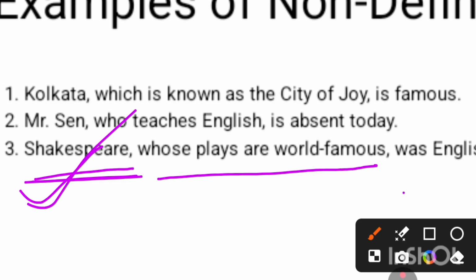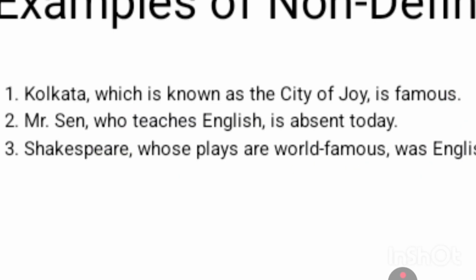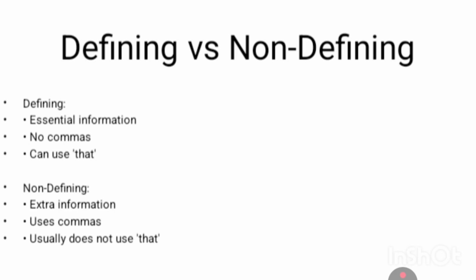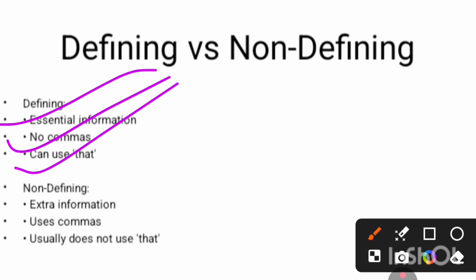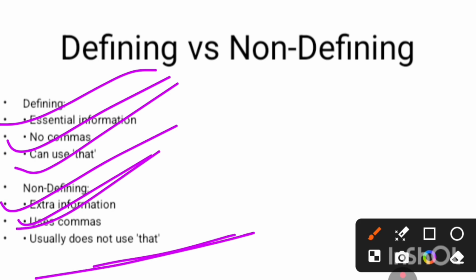So Shakespeare was English. Friends, here we should write down "the English." So Shakespeare is identified. So it is extra information. It is called a non-defining clause. So my dear friends, this is the difference between defining and non-defining clauses. Defining clause is essential information. That means we have to provide it, no commas. And for non-defining clauses, it is extra information. We can omit it. It is separated with commas. Friends, these are the differences.